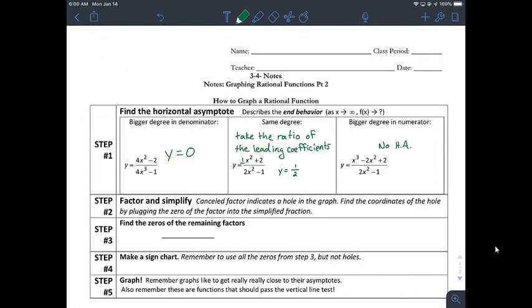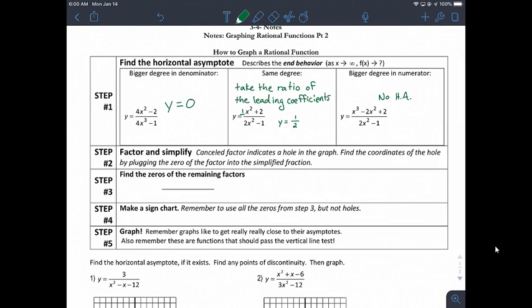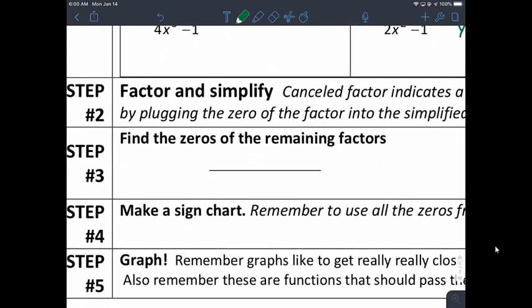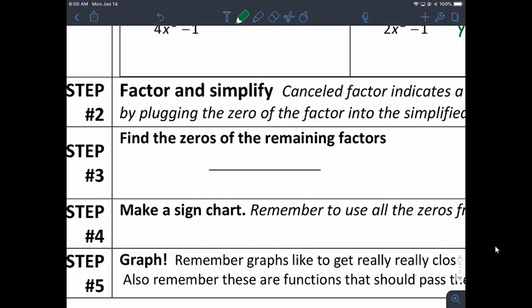All right. Step 2, you're going to be factoring and simplifying. We've been talking about factoring now for 3 units. At this point, you should be able to recognize when to factor and how to factor. Step 3, you're going to find your zeros of the remaining factors. So what that means is you're going to set either the numerator or the denominator equal to 0. If you set the numerator equal to 0, you're solving for your x-intercepts. If you set your denominator equal to 0, you're solving for your discontinuities.